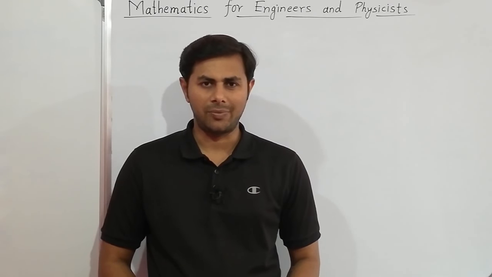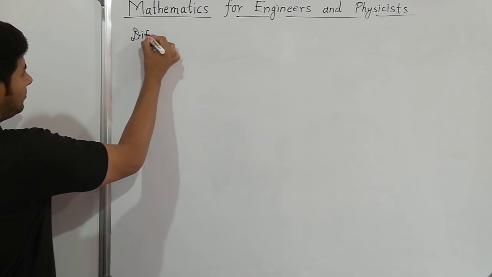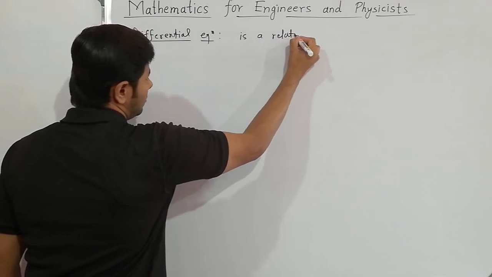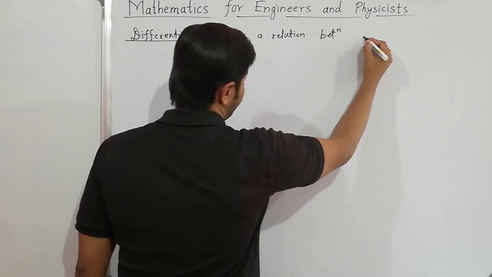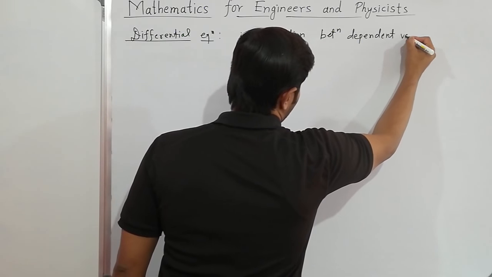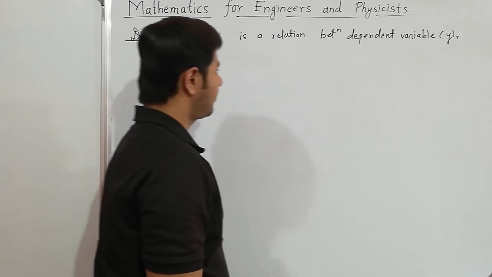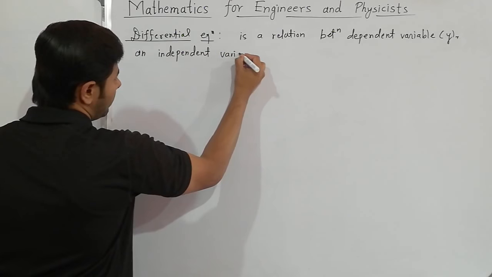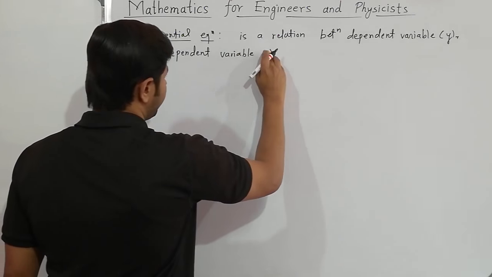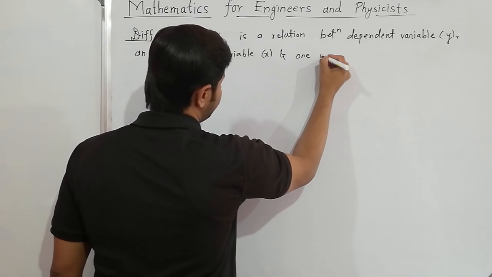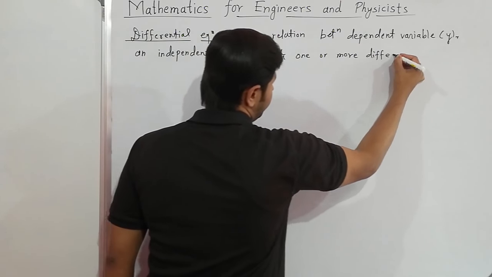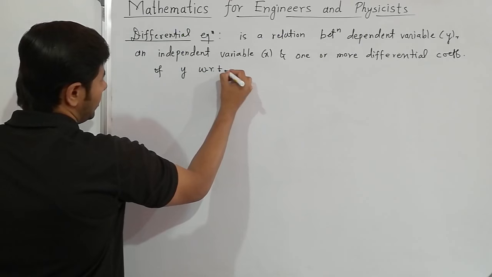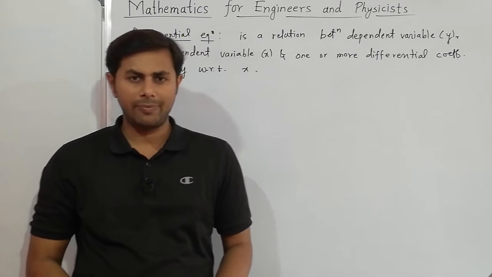So let's see the definition of differential equations. A differential equation is a relation between a dependent variable, let us call it y, and an independent variable, we'll call it x, and one or more differential coefficients of y with respect to x. Okay, so this is the formal definition.